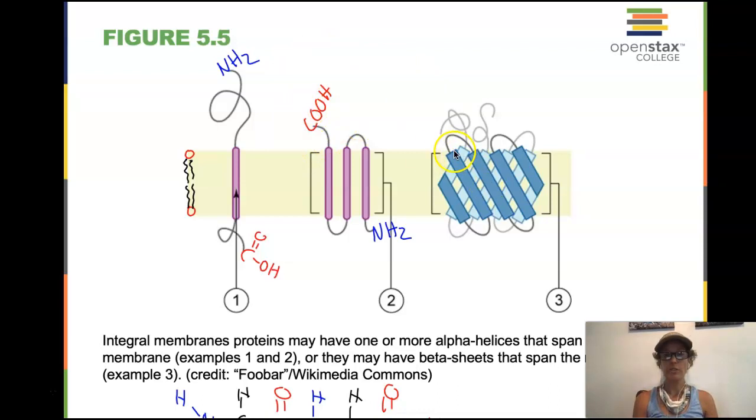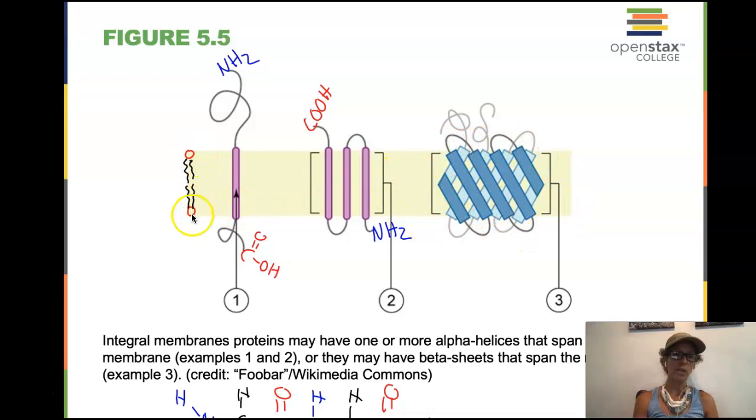And this one has several beta sheets. It forms a structure called a beta barrel, so it is hollow and makes a channel in the membrane. So we can have a single pass, multiple passes. We can even form a giant barrel across that membrane.